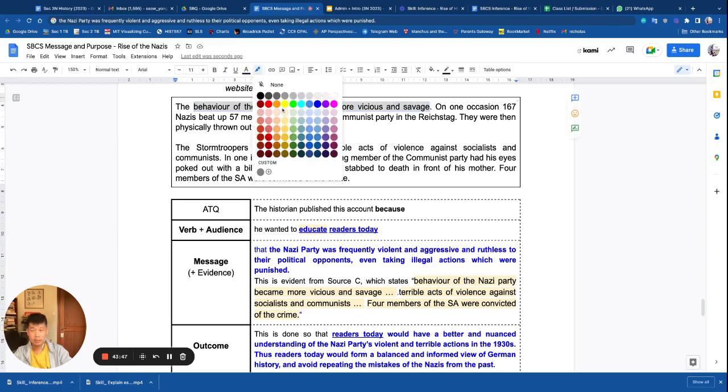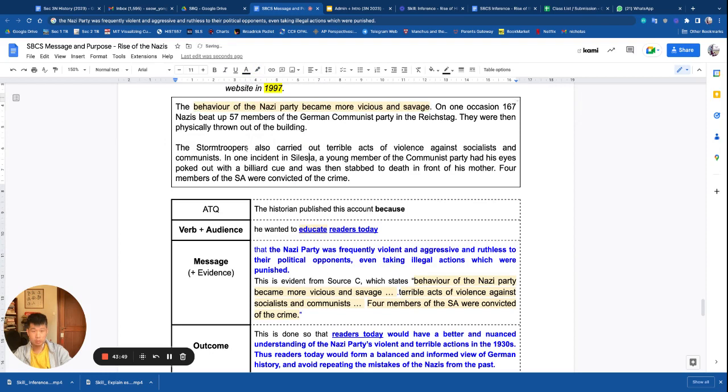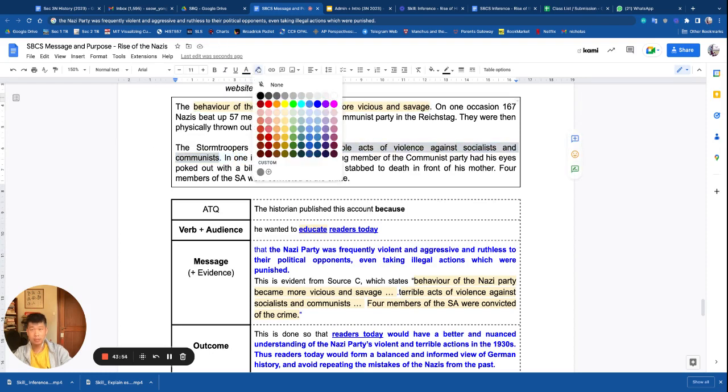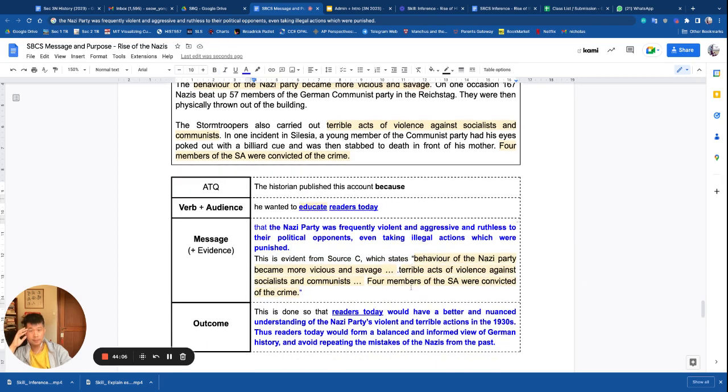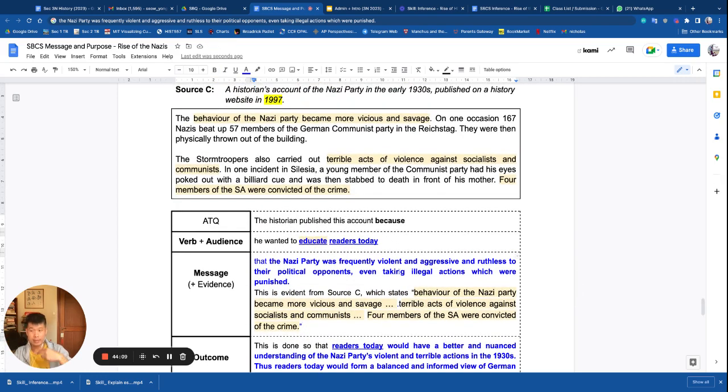So we have all this. What does the historian want to achieve? What's the point of the historian's account? It's to educate readers today. Educate. You want people today to understand and know something. What do you want us to know, historian? That the Nazi Party was violent, aggressive, ruthless, took illegal actions. From the source, it's here. So the message was exactly as we crafted it in the previous part of the worksheet.